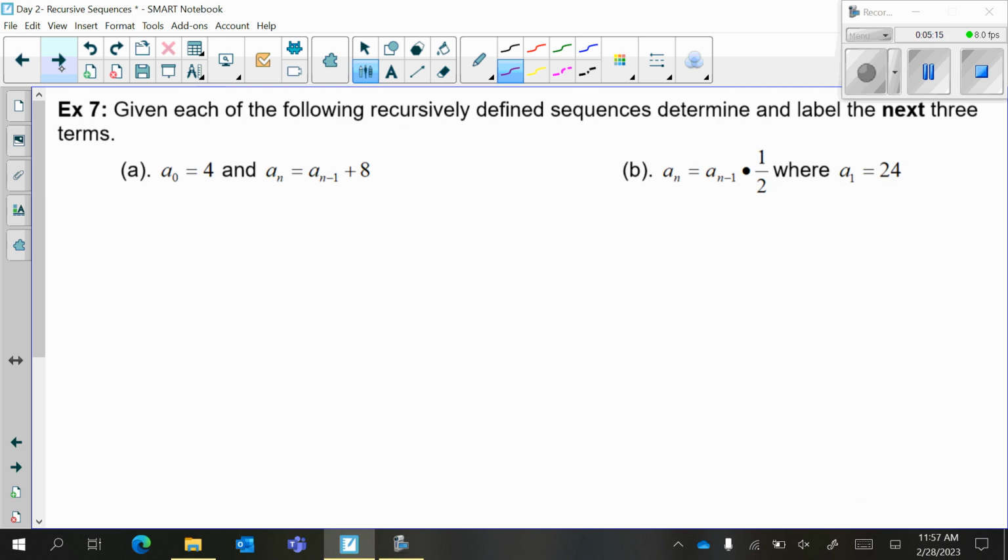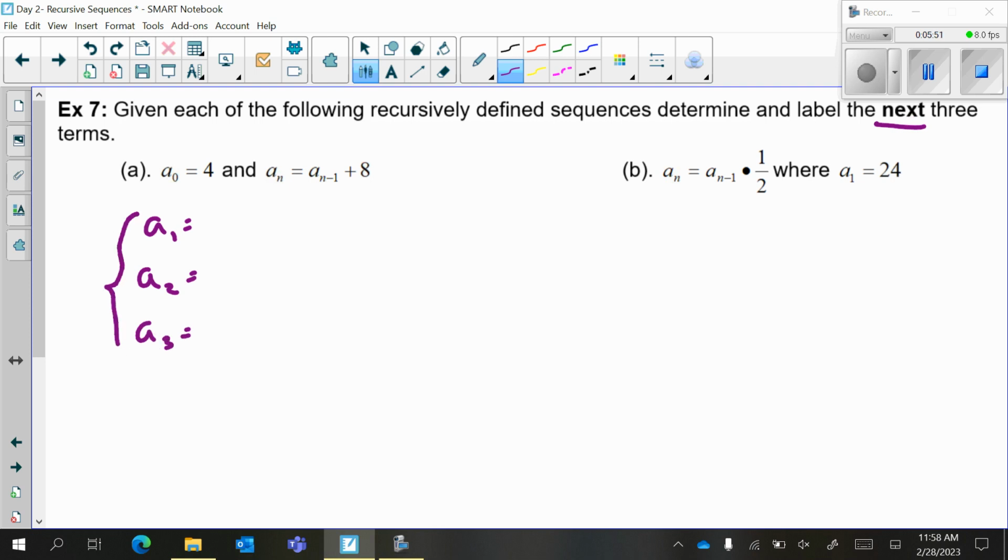Trying the next one, given the following recursively defined sequences, determine the next 3 terms. So please be careful. Sometimes they give you a sub 0, sometimes they give you a sub 1. If you are writing something to begin with, I recommend starting with a sub 1. When they give you a sub 0, go with it. Now, the really important part is that they want the next 3. So the next 3 terms would be a sub 1, a sub 2, and a sub 3.